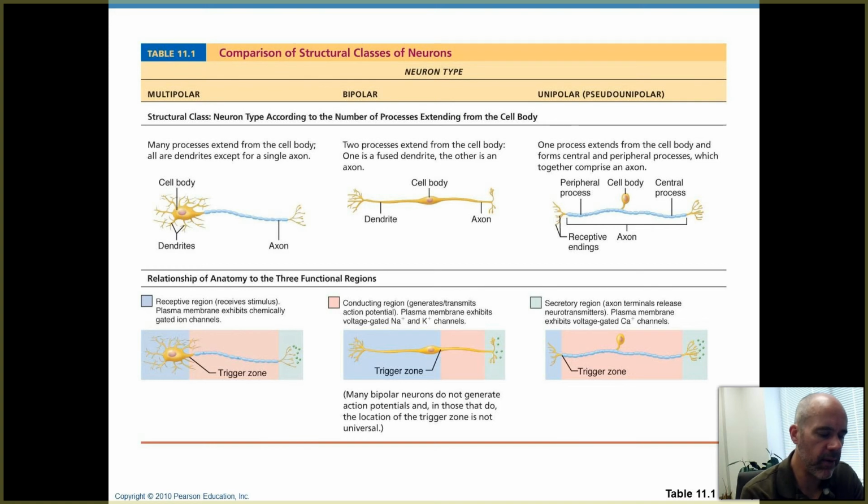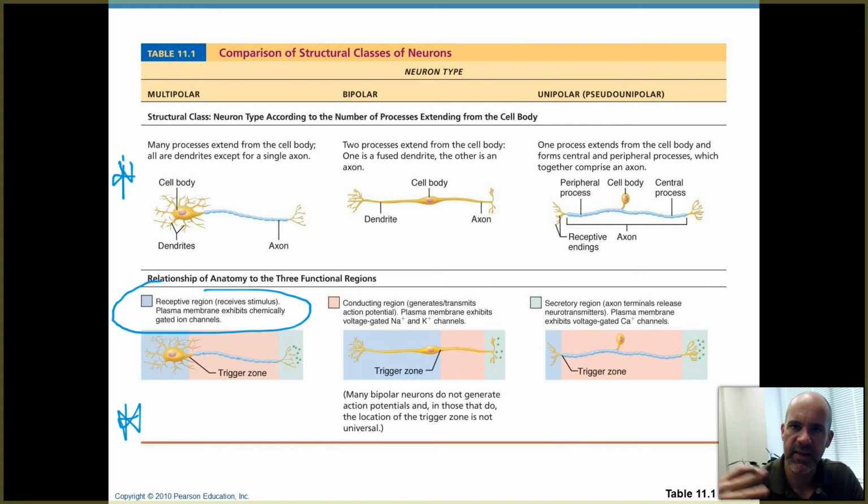And what they're showing you on here, they're showing you the shapes of the cells, and down here they're highlighting or illustrating for you the part of the neuron that is the receptive region, so that is receiving stimulation, receiving signals generally from other neurons that are trying to control it. Or, if it is a neuron that is involved in your senses, it might be receiving information like tissue damage, temperature changes, light, sounds, touch, pressure, things like that.